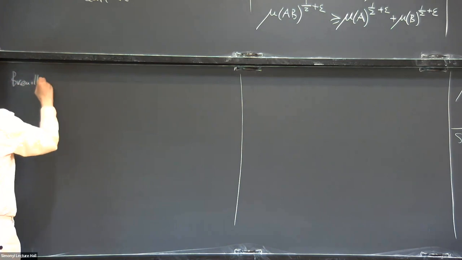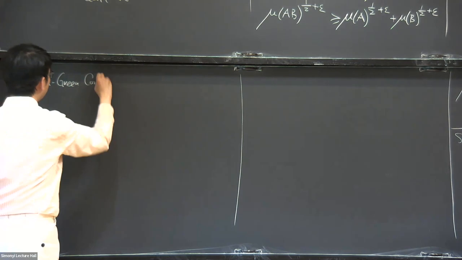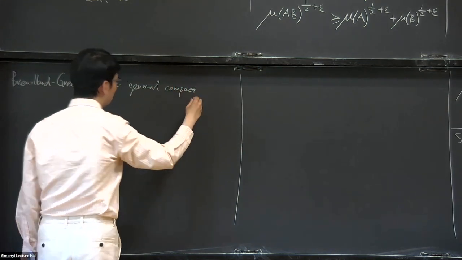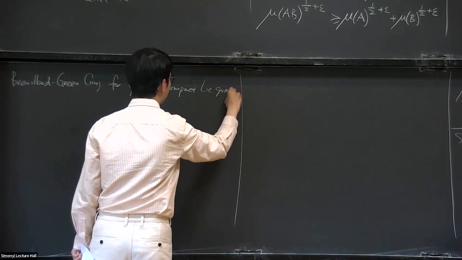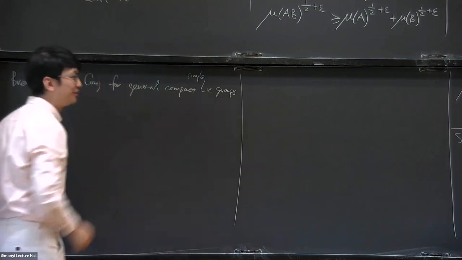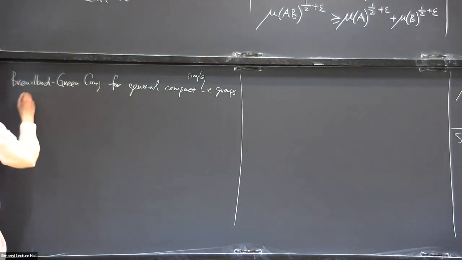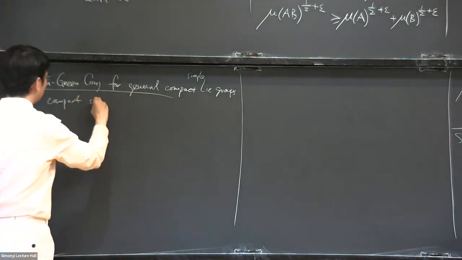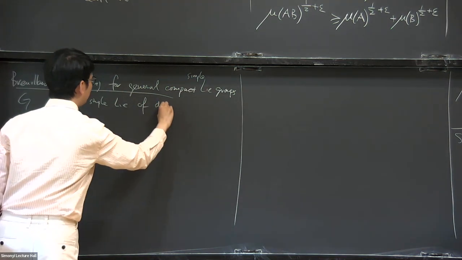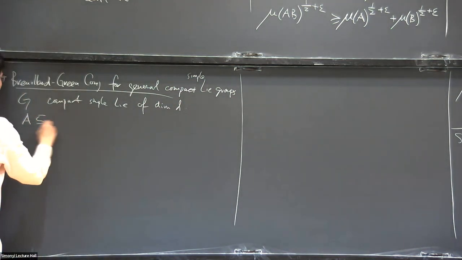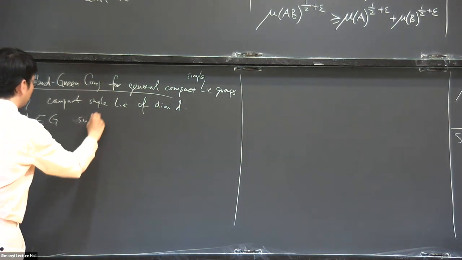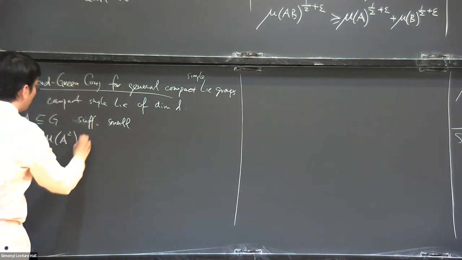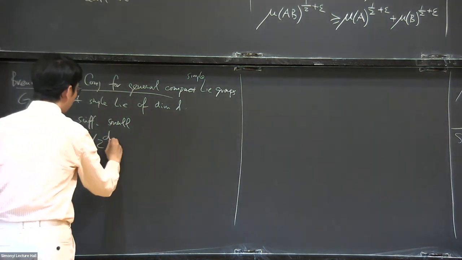Let's call it the Breuillard Green conjecture for general groups. But it's general compared to SO3. So G is a compact simple group of dimension D. And then A a subset of G, sufficiently small. Then, okay, the conjecture is very easy to make. So A squared should be at least 2 to the D minus M minus epsilon.